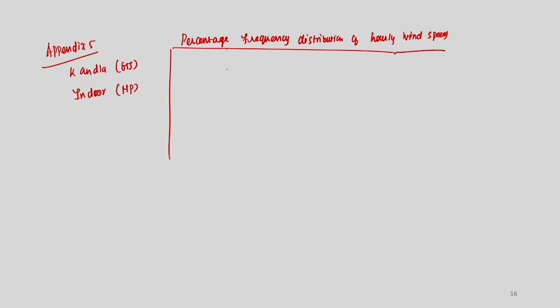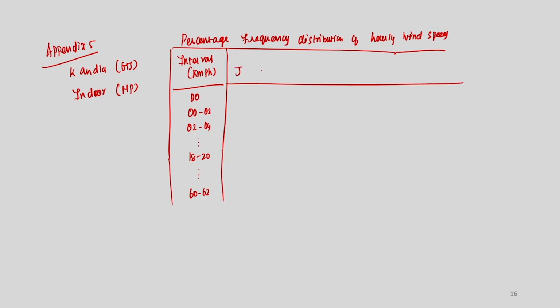Okay. So, this is nothing but the interval which is in kilometers per hour, right. For example, 0 to 2, 2 to 4, then 18 to 20, and so on till 60 to 62, a 2 kilometers per hour interval. You would get it throughout the year, January, February, March, April, till December, and you would also get the annual value, right.